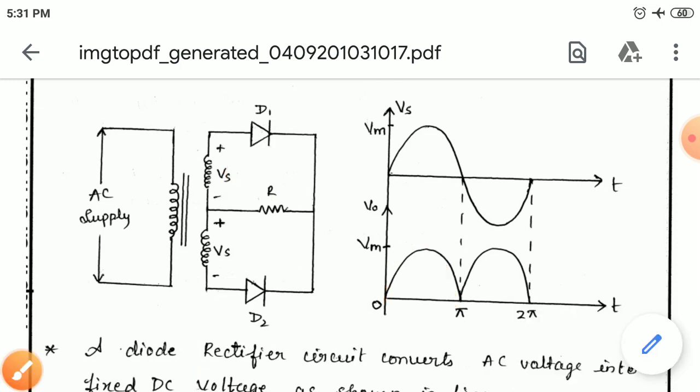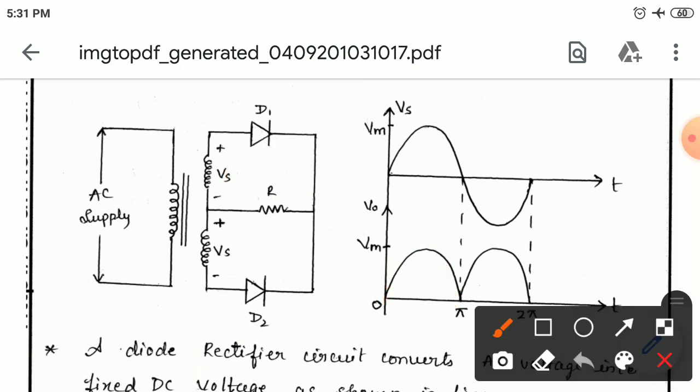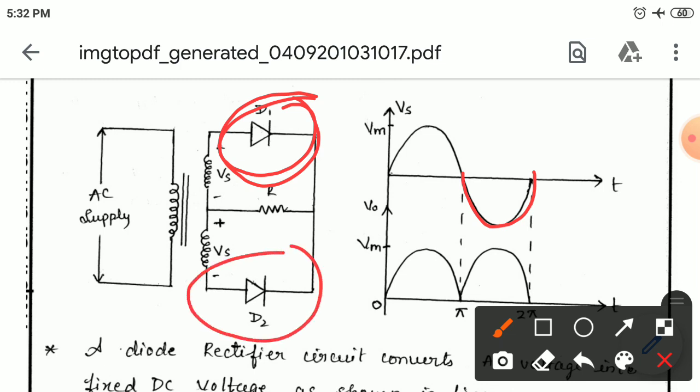In the second half cycle, the negative half cycle, the diode D1 receives the negative polarity, whereas diode D2 receives the positive polarity.